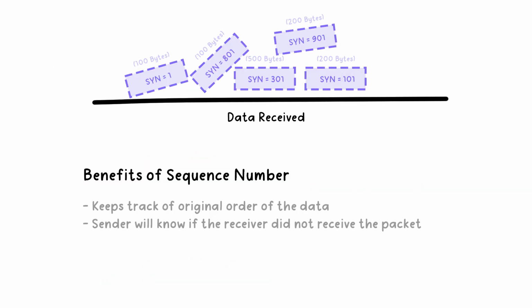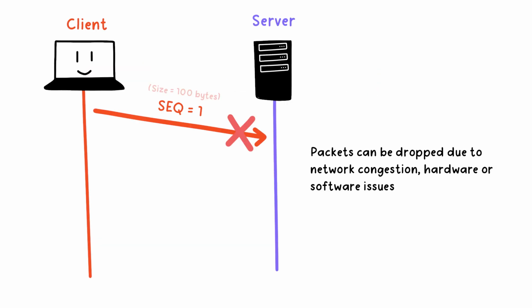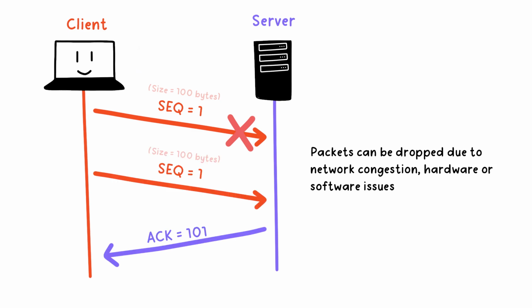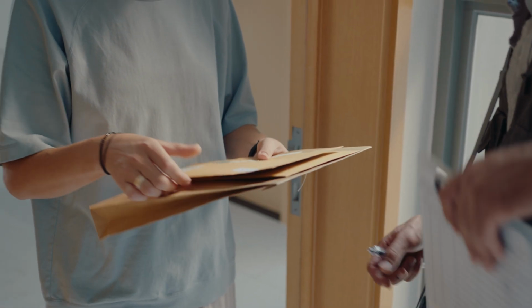There are multiple reasons why we need these two numbers. Firstly, the sequence number helps to put the data back together since it was split up by the sender. The sender can also know if the receiver doesn't receive a certain packet if it doesn't receive the acknowledgement number for it. After a certain period of time, the sender will automatically retransmit it. These features of TCP help ensure that the data is sent and received correctly and remains error-free, just like what you get when you pay a little bit more for registered mail.